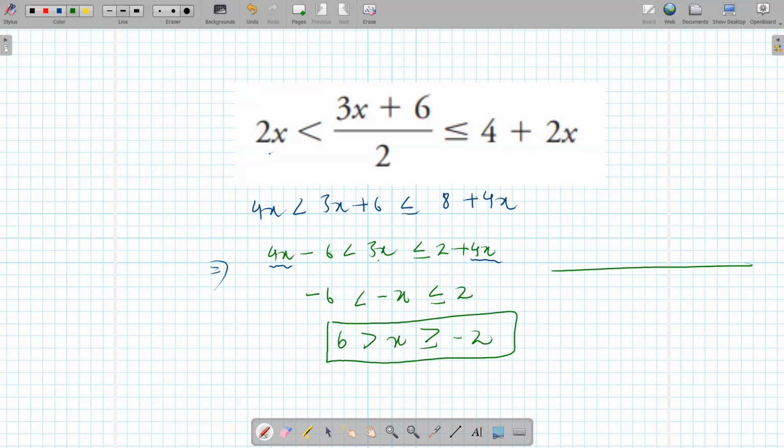So what does that mean on a number line? So x is between -2 and 6; -2 is inclusive, 6 is not inclusive. There we go, and that's the final answer.